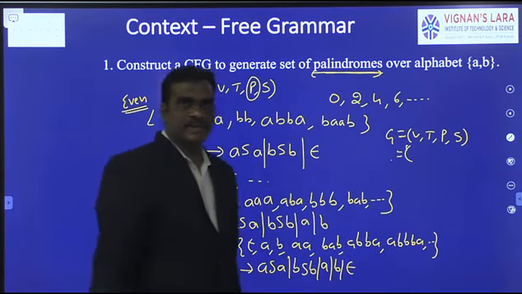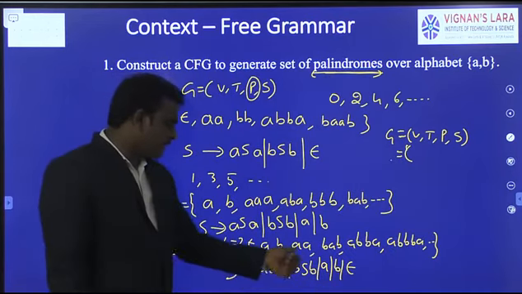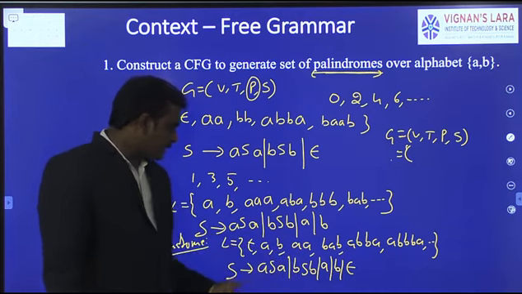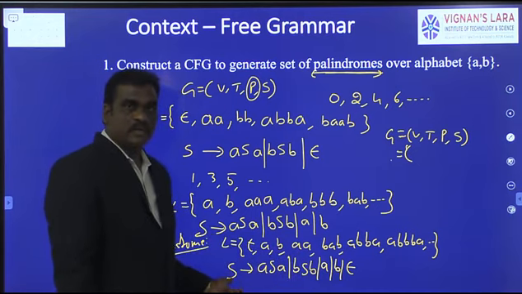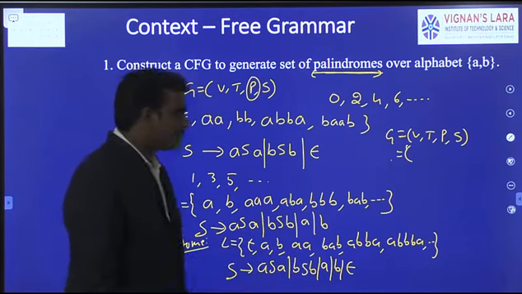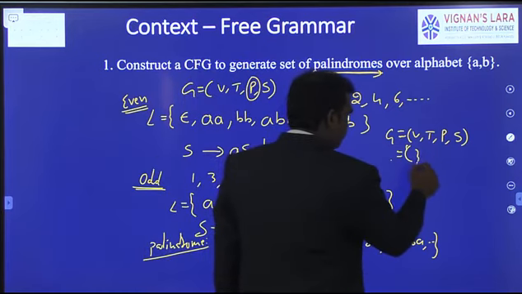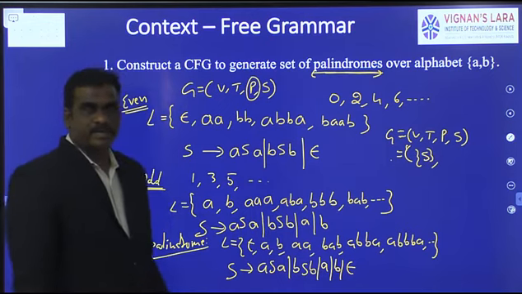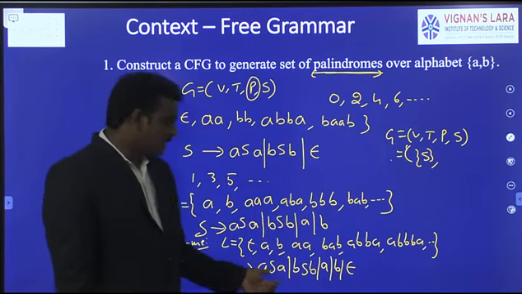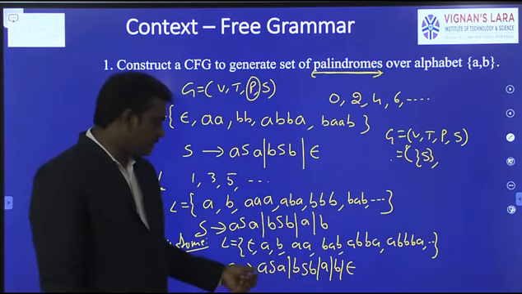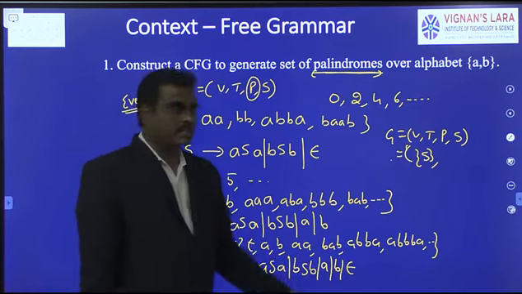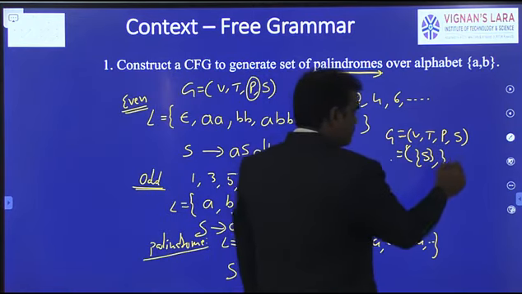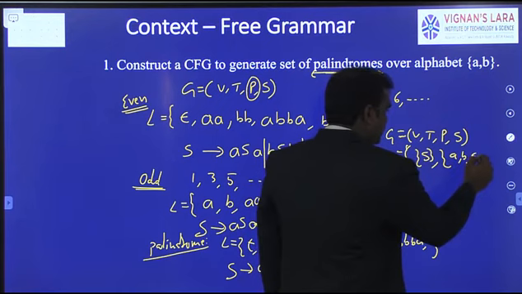So first one, V, means variables. So how many variables are there? Here we have only one variable, that is S. And T means terminal symbols. What are the terminal symbols? Here we are using A, B, epsilon. Total 3 terminal symbols: A, B, epsilon.